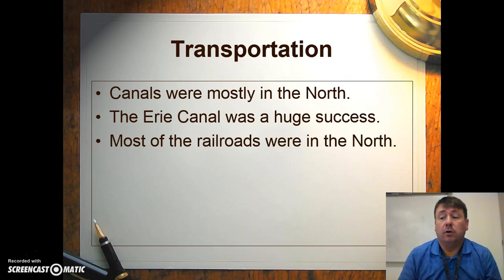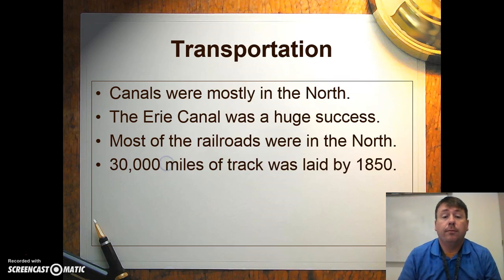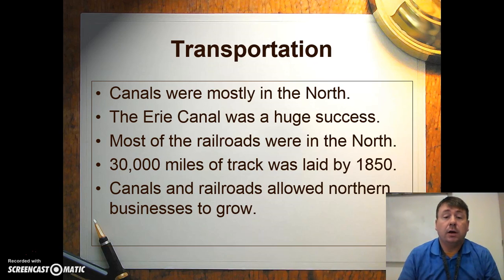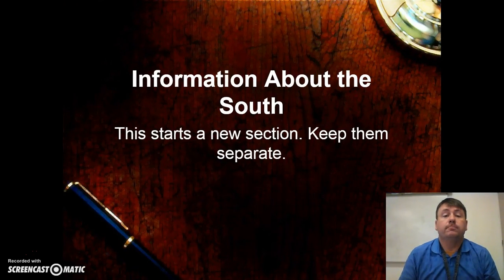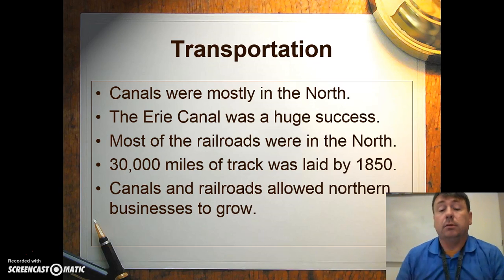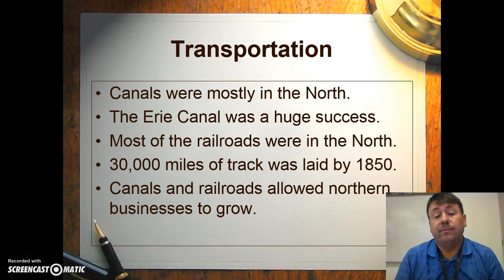And railroads. Railroads were the key to the North. Most of the railroads in our country were in the North. There was 30,000 miles of track by 1850, and I believe something like 27,000 miles of that was in the North. Canals and railroads allowed northern businesses to grow because they could transport their goods quicker and faster. Unlike the South, which basically had to rely upon horses and wagons, with very few railroads, and they had a hard time shipping as well.